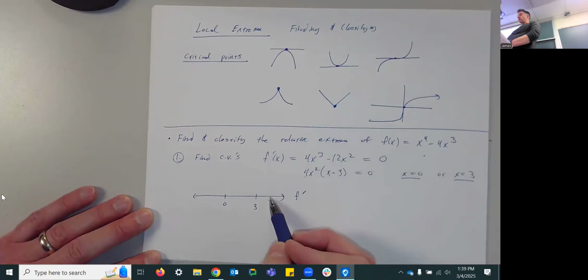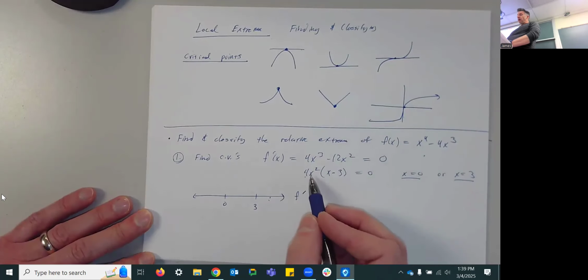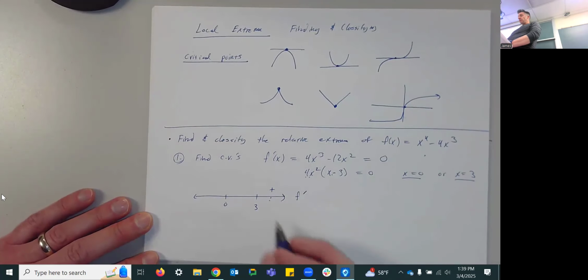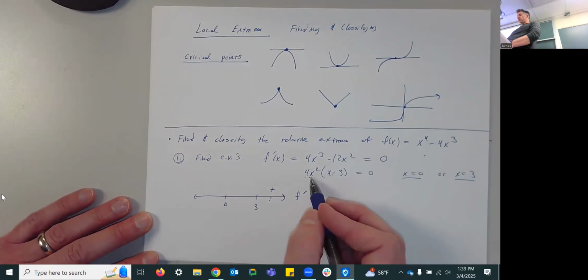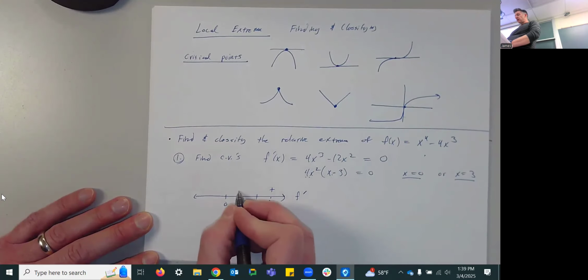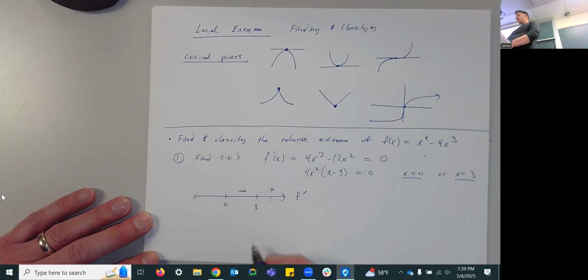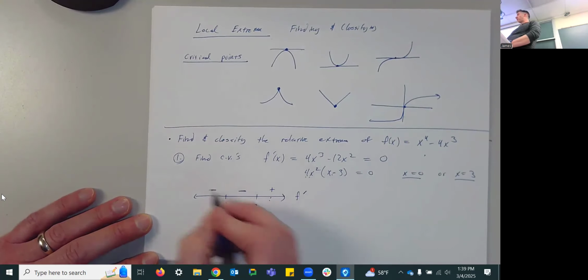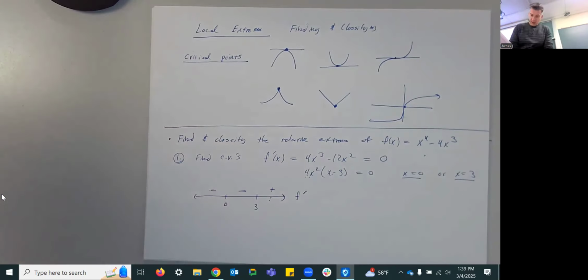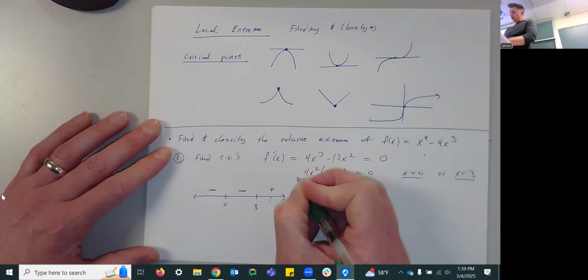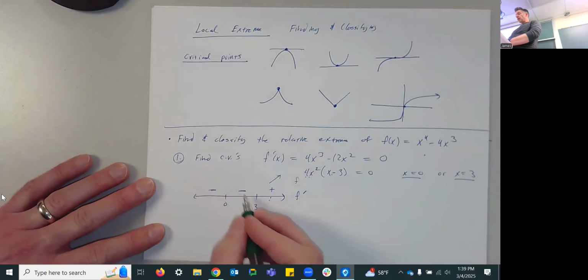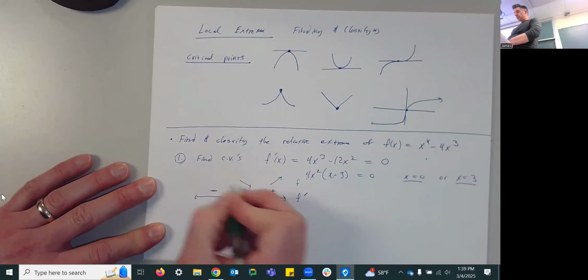Put it into the derivative and see, okay, if I plug in 5, I get a positive number times a positive number, so the whole thing is positive. If I pick a number between 0 and 3, like 1, positive number times a negative number, the whole thing is negative. Pick a number like -1, this part's still positive, this part's still negative, so it's still negative overall. If your derivative is positive, your original function was increasing. If your derivative is negative, your function is decreasing.